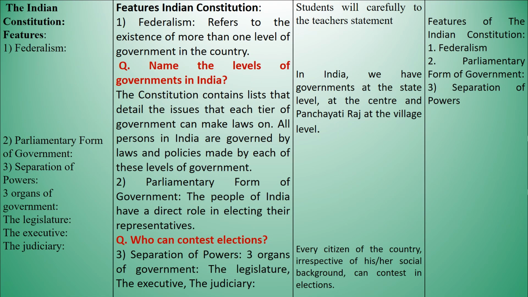Now we come to the second unit. I have divided the plan into 4 columns. In the first column, I have written the subject matter. The second column is for teacher activity. The third column is for student activity, and in the last, fourth column, the blackboard summary will be mentioned. In the subject matter, I have written the content which I have taken, that is features of the Indian Constitution.